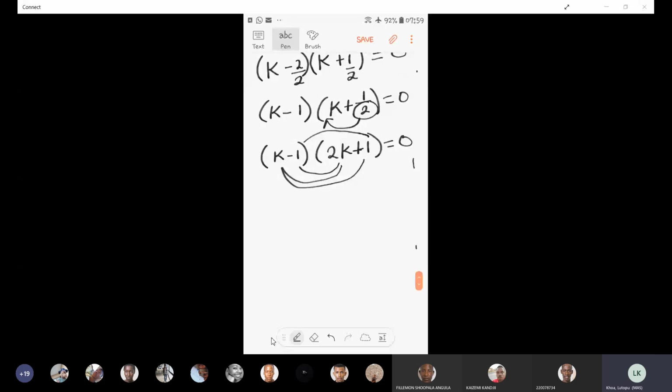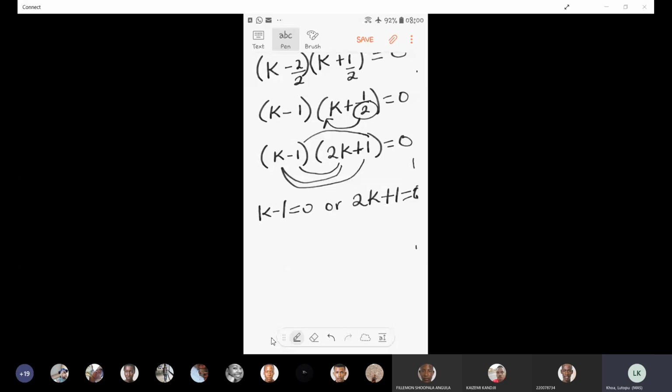When I go and solve for k, I have two brackets multiplying and the answer is 0. Then that means the first one, k minus 1, is equal to 0, or 2k plus 1 is equal to 0.